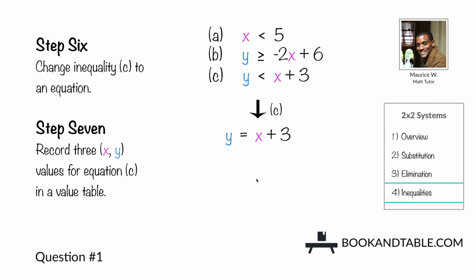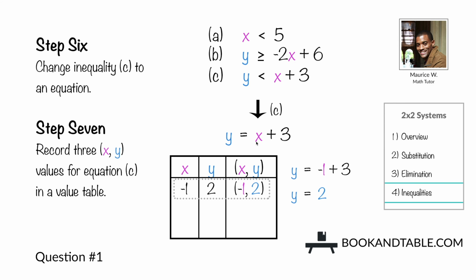So step 6, change inequality C to an equation. So we change the less than sign to equal to. And now we plug in negative 1 for x, showing us y is equal to negative 1 plus 3, which is positive 2. So the first point in the value table is negative 1, 2.